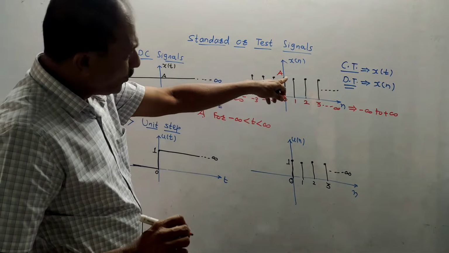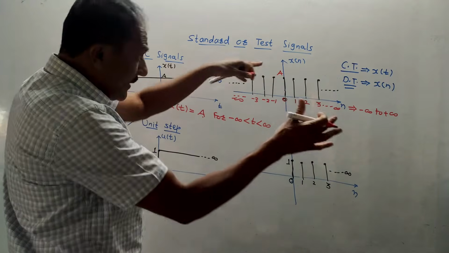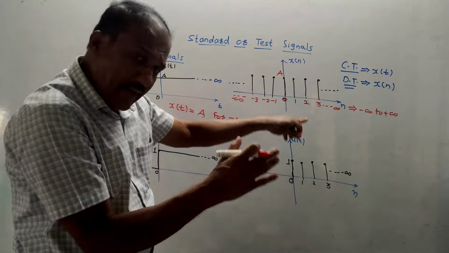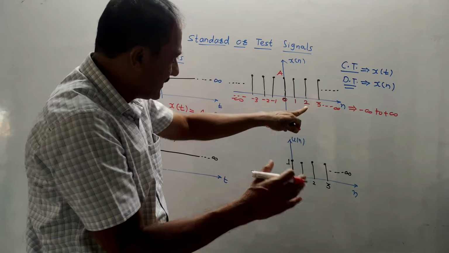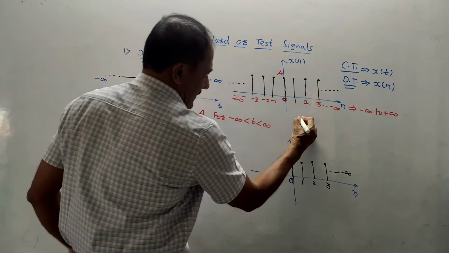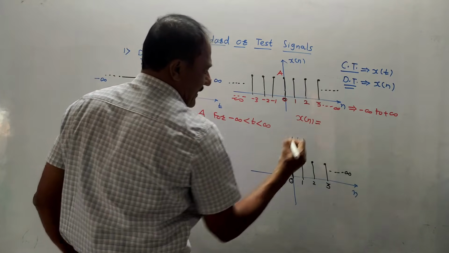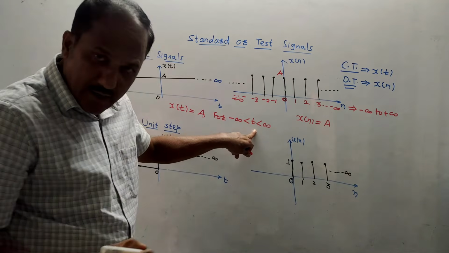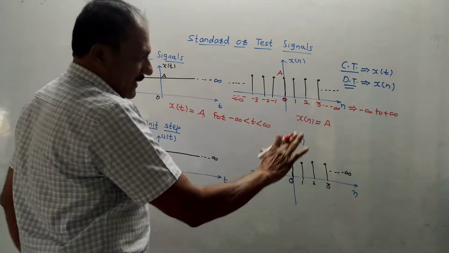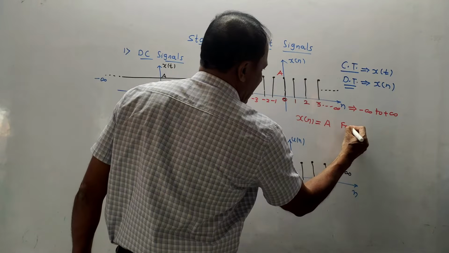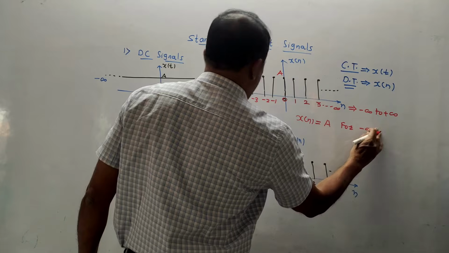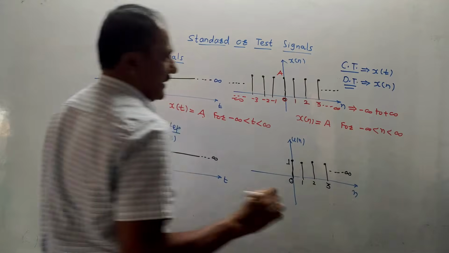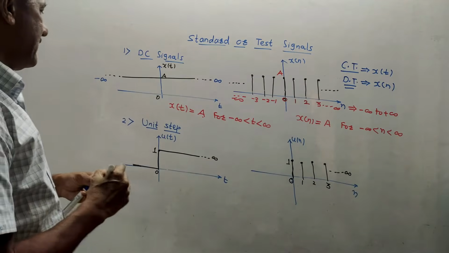The same equation, if you want to write it for a discrete signal, as I mentioned in the earlier video: if you want to write any mathematical equation for a discrete signal, simply replace the variable. How to do it? In this case, I will write x of n, and the amplitude remains A as it is. Here, replace t by n. That is the mathematical equation for the discrete signal. So I will write it like this: A for minus infinity less than n less than plus infinity. That's it. This is the equation for the discrete signal.